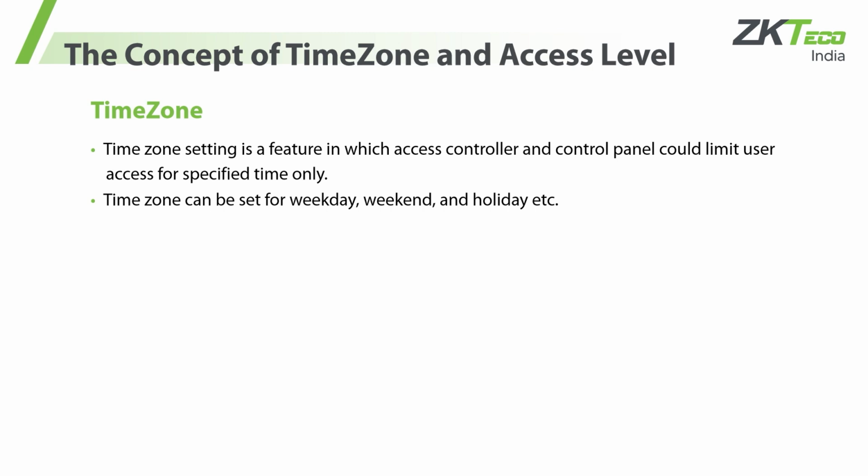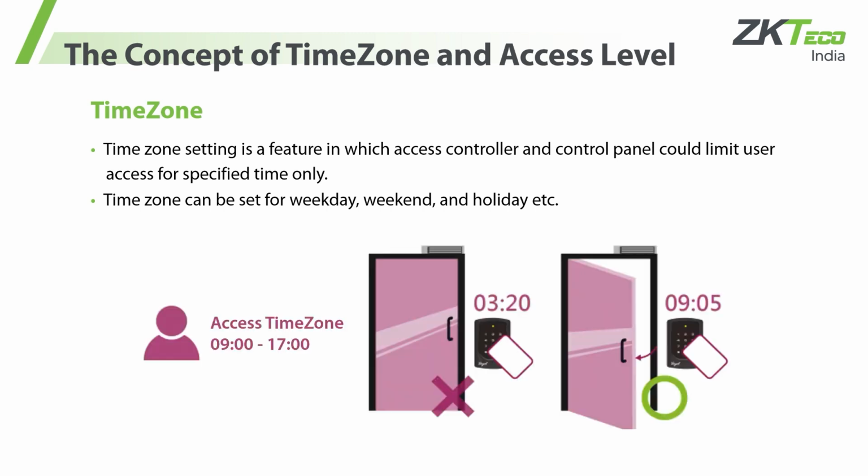Time zone settings are functions that the access controller and control panel can use to restrict user access to a specified time. Then the time zone can be set to weekdays, weekends, holidays, etc. As shown in the figure, the time zone where employees can enter the office is from 9 o'clock to 17 o'clock. When employees want to enter the office at 15:20, they will not pass by swiping their cards because it is not within the allowable authority range.